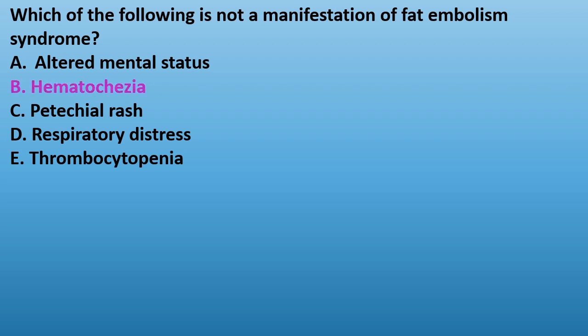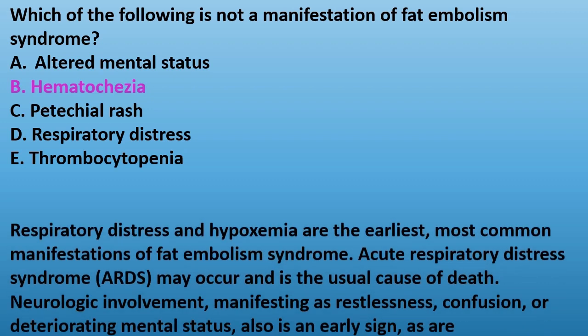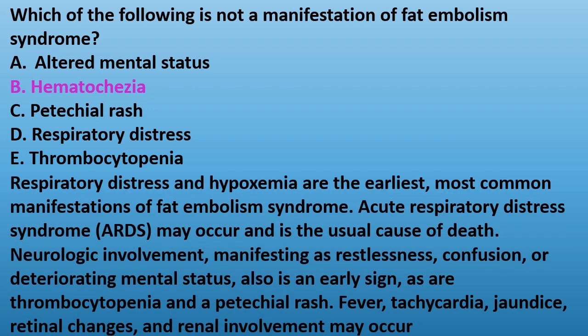Answer is B. Hematochezia. Respiratory distress and hypoxemia are the earliest, most common manifestations of fat embolism syndrome. Acute respiratory distress syndrome, ARDS, may occur and is the usual cause of death. Neurologic involvement manifesting as restlessness, confusion, or deteriorating mental status also is an early sign, as are thrombocytopenia and a petechial rash. Fever, tachycardia, jaundice, retinal changes, and renal involvement may occur.